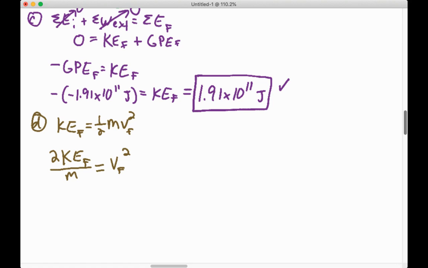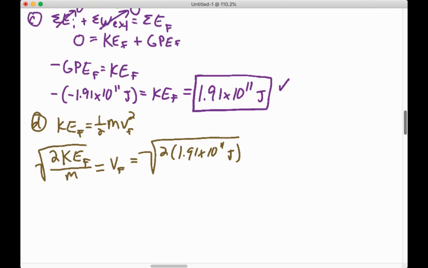Now let's take the square root of both sides. And when I do that, that'll go away. And I have this, which means v final is going to be equal to the square root of 2 times the kinetic energy final, 1.91 times 10 to the 11th joules, all of this divided by the mass. So what was the mass of this thing? The mass of this thing was 1.00 kilograms. I didn't get super creative with the mass.